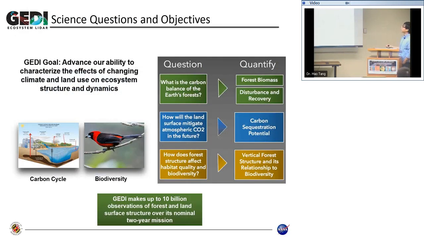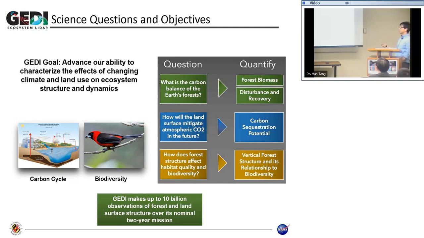And this is the overall goal of GEDI: advance our ability to calculate the effects of changing climate and land use on ecosystem structure and dynamics. This echoes my previous example of why we care about the structure of the forest. There are a bunch of key questions we want to ask. What's the carbon balance of the Earth's forests, in terms of the current stocks, like forest biomass, and also the dynamics related to disturbance and recovery? And we'll also use models to see how much carbon is going to be sequestered by forests in the future.